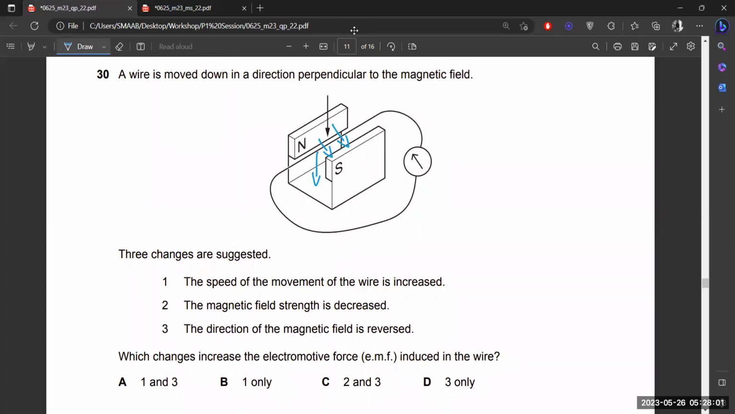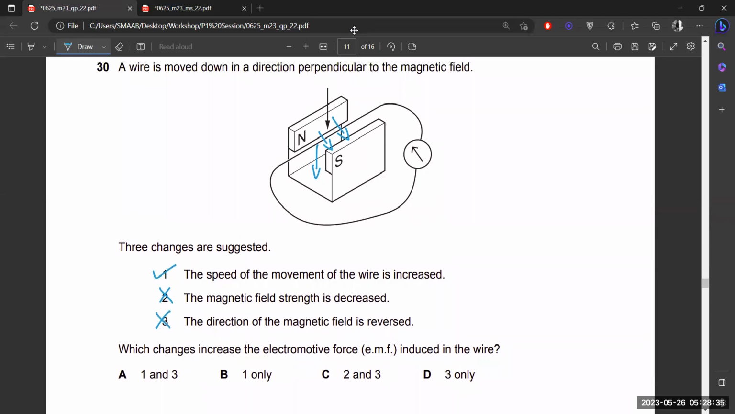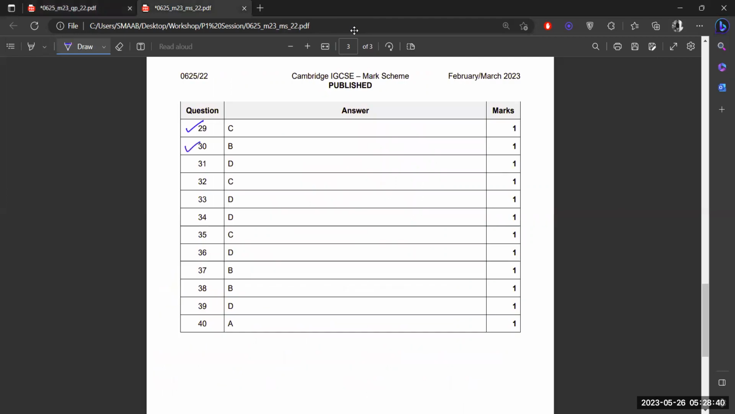So you know the concept, when we move a wire through the magnetic field, EMF will be induced in it. And you know the factors: if we move very fast, the induced EMF will be greater. If we increase the strength of the magnetic field, EMF will be greater. Or if we increase the number of turns, EMF will be greater. These are three factors. So according to the given options, the speed of the movement, yes, option 1 will help. Magnetic field decrease, no, that will not help. The direction of the magnetic field reversed, no, that will only reverse the direction of EMF. So only one is possible. Only option B is possible. Yes.